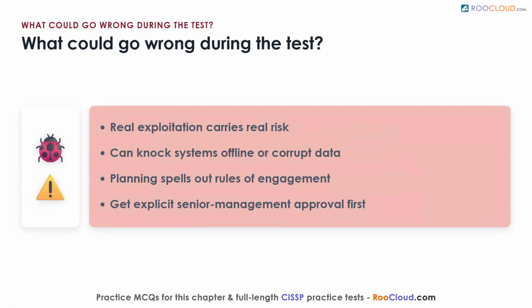What could go wrong during the test itself? Quite a lot, because real exploitation carries real risk. A penetration test tries to break things, so it can knock a system offline or corrupt data along the way. That is precisely why the planning phase matters so much. You spell out the rules of engagement and secure explicit approval from senior management before a single packet flies. Never let anyone launch a live attack on a whim. Authorization from the top is the seatbelt for this whole exercise.